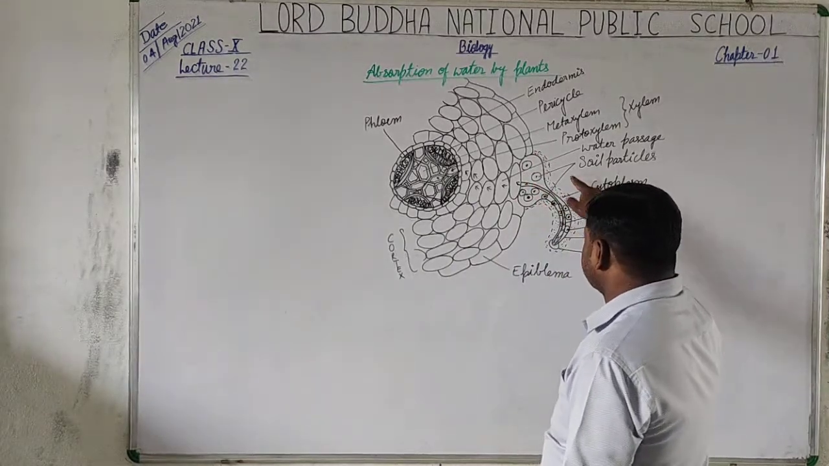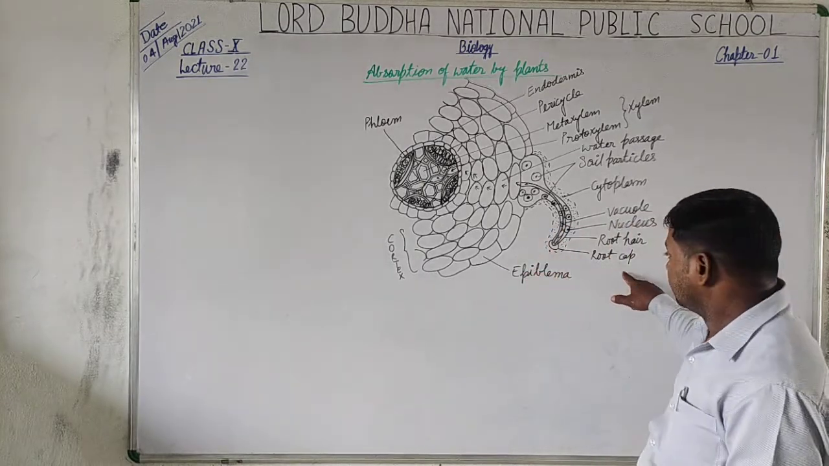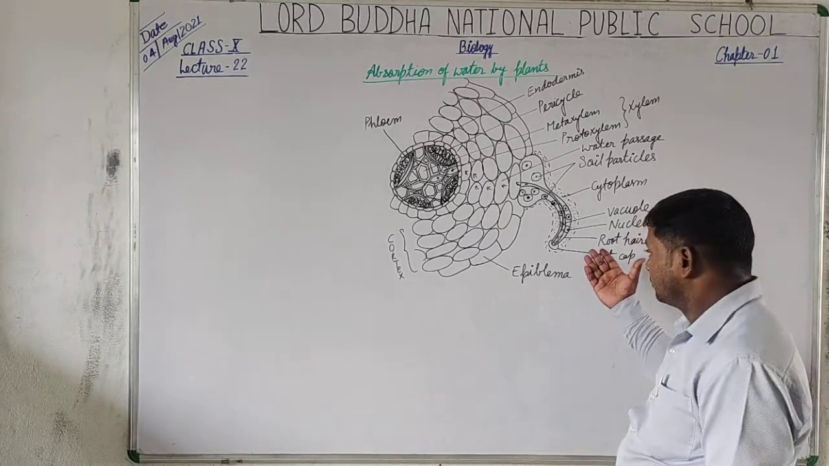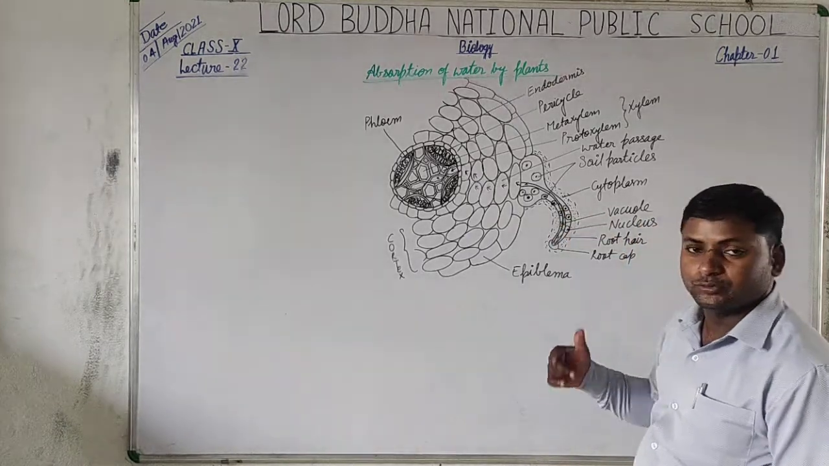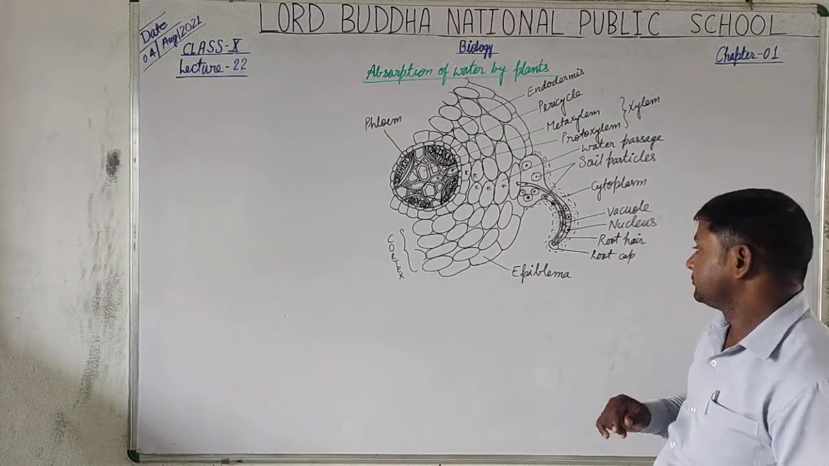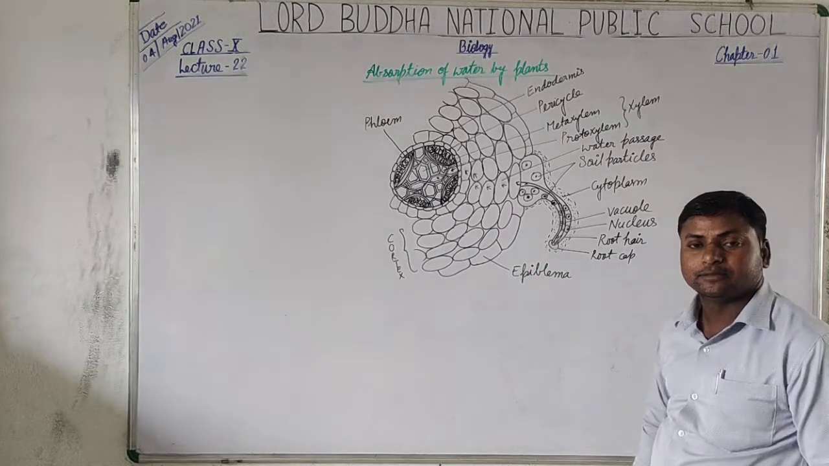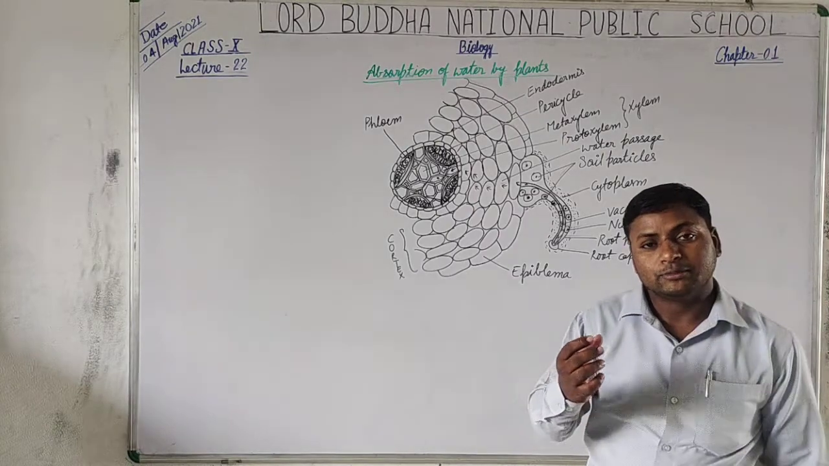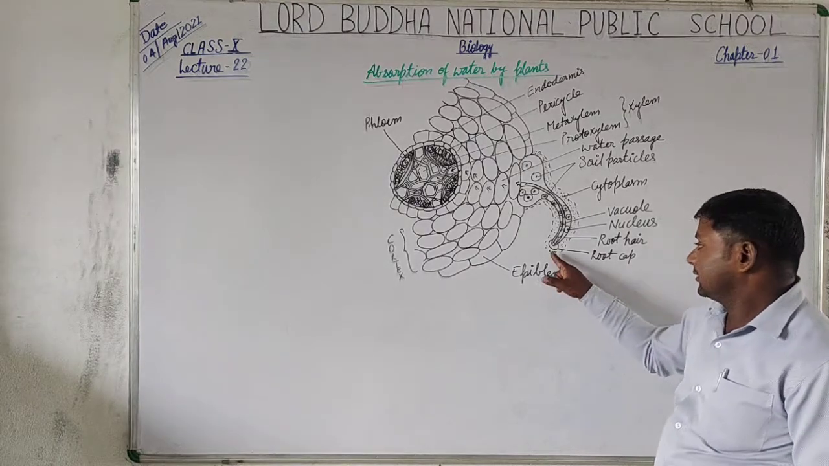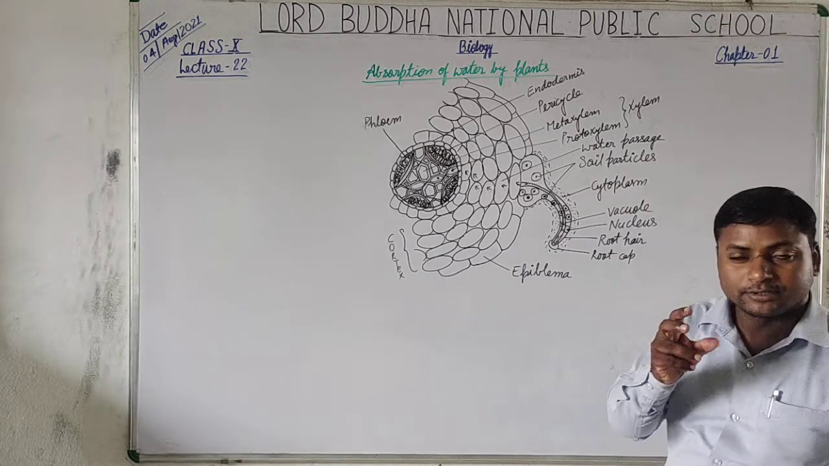Now this is a structure of a root here, and the absorption of water takes place through these structures, which are called root hairs. At the tip of the root, a cap-like, somewhat cushion-like structure is present. That structure is called the root cap. They help in the absorption of water.